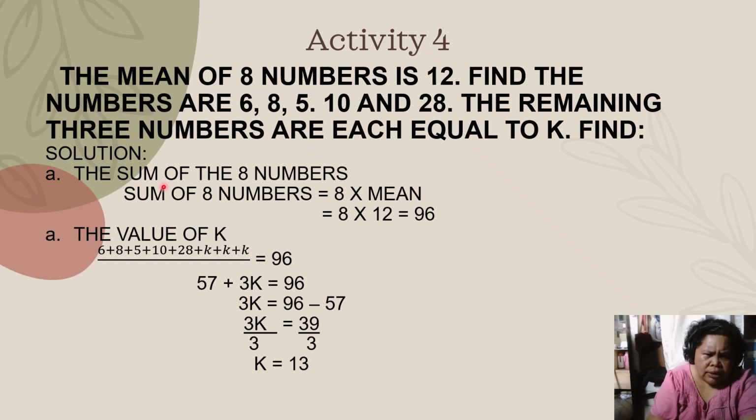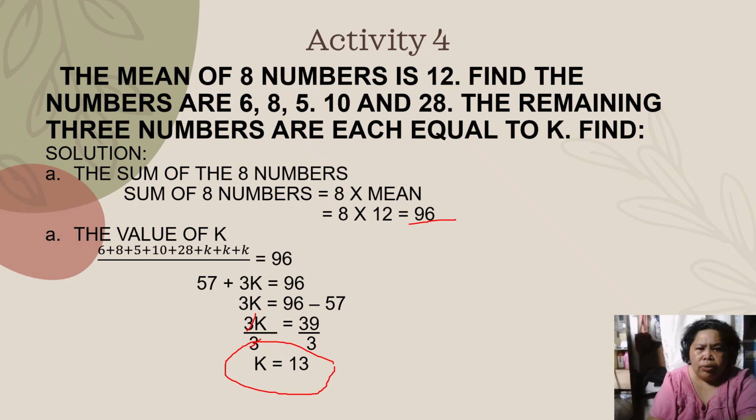Now, the sum of the 8 numbers is 8 times the mean, so 8 times 12 is 96. For the value of k, we have 6 plus 8 plus 5 plus 10 plus 28 plus the 3k's. So we get 57 plus 3k equals 96. 3k is equal to 96 minus 57, that's 39. Dividing each by 3, the answer is 13.